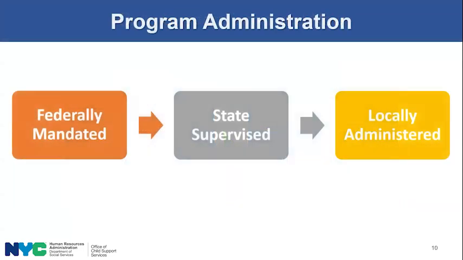Also, child support is complicated. And part of the reason it's complicated is because it's governed by many different laws and policies. Child support is federally mandated since 1975. It's state supervised and it's locally administered. So in New York City, OCSS, part of the Human Resources Administration, oversees child support cases that are located in the 5 boroughs of New York City.